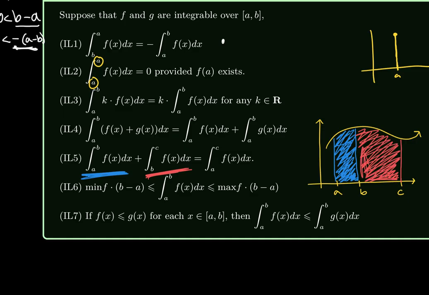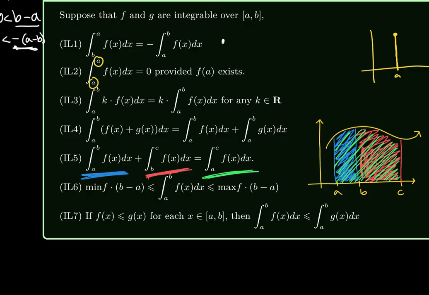Oh, wait. If I add those two up by the area addition postulate, honestly, it's kind of like a direct result from the area addition postulate, that is going to equal this green area, which would be the area all the way across. The integral from A to C. So it's certainly very intuitively true.